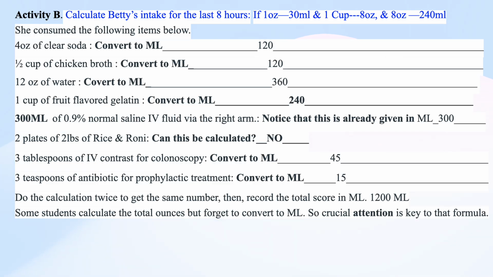She also had 3 tablespoons of IV contrast for colonoscopy. Okay, 3 tablespoons. If you remember from the first part, what is 1 tablespoon equivalent to in ml? I believe that was 15. So 15 times 3 is 45. And then teaspoon. She had 3 teaspoons of antibiotic medication. So again, 1 teaspoon is 5 ml. So 3 of that will be 15 in total. And then all you have to do now is sit back and just add up everything. So this is straight up addition.